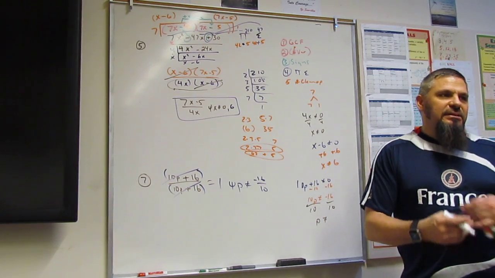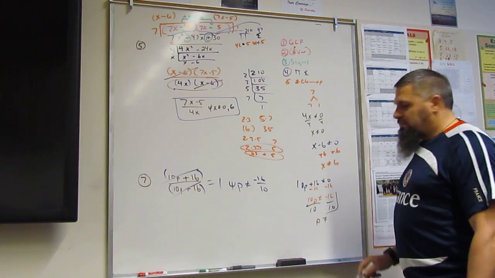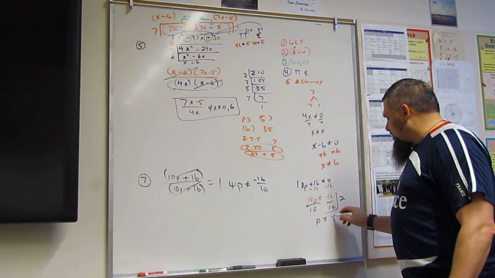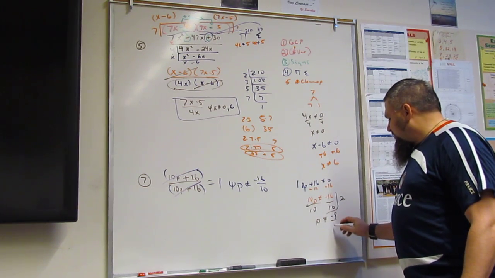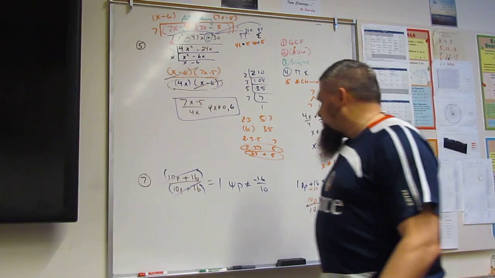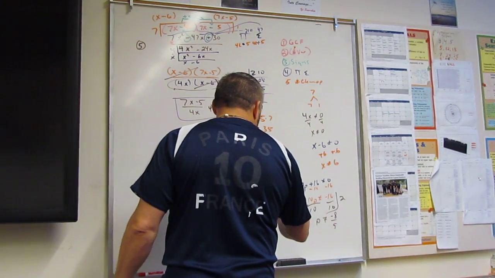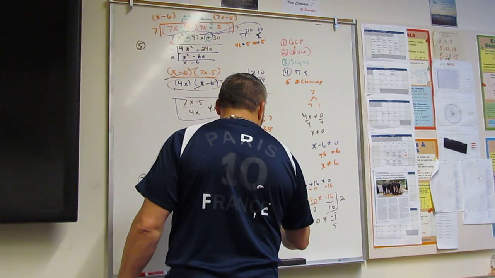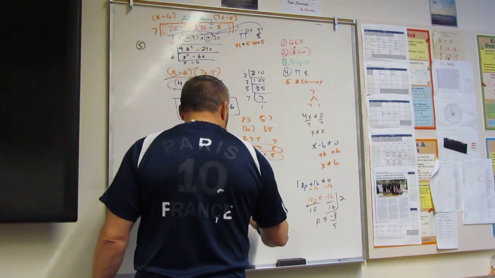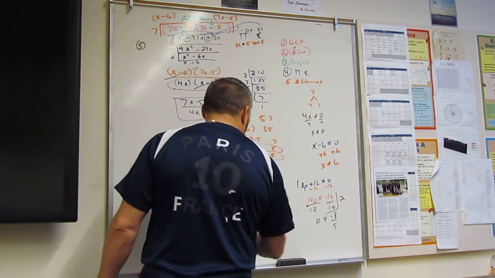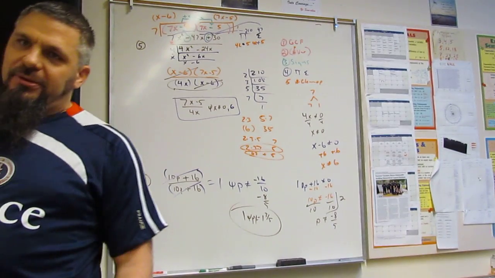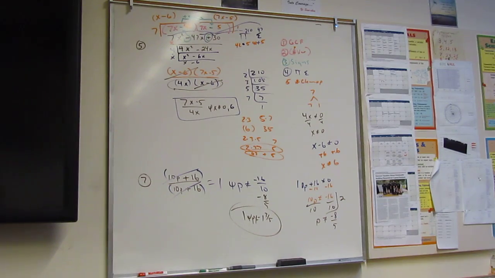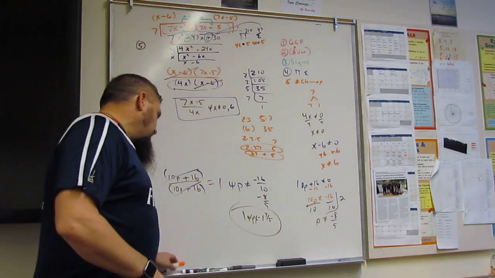What goes into 16 and 10? 2. That goes in there 8 times. That goes into there, what, 5 times? So basically, can't be that, which is really negative 8 over 5, which is really negative 1 3/5. Right? So P cannot be negative 1 3/5. Okay? If you keep it as negative 16 over 10, I'm cool with that.